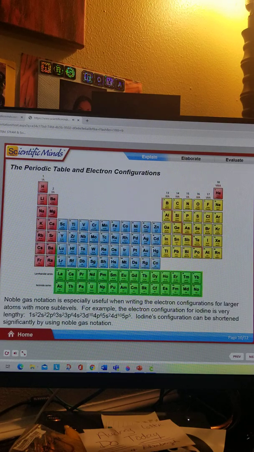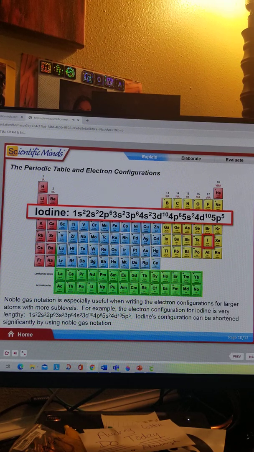Noble gas notation is especially useful when writing the electron configurations for larger atoms with more sublevels. For example, the electron configuration for iodine is very lengthy. 1s2, 2s2, 2p6, 3s2, 3p6, 4s2, 3d10, 4p6, 5s2, 4d10, 5p5. Iodine's configuration can be shortened significantly by using noble gas notation.